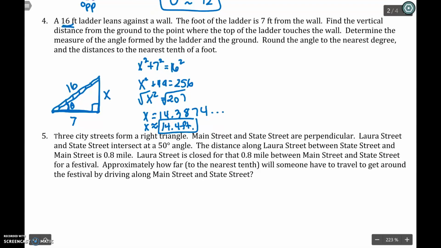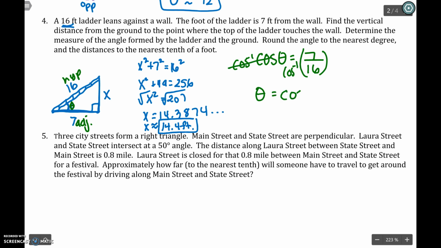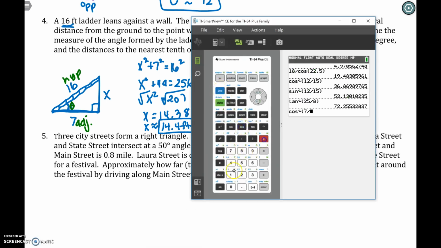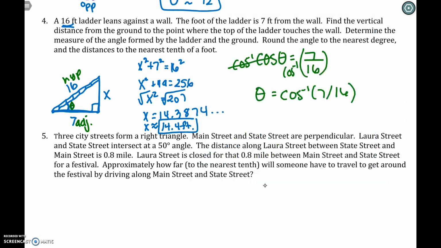Okay, and then the angle, if we're looking for theta, let's not use that because that got rounded. Let's use the 7, which is the adjacent, and the 16, which is the hypotenuse. Adjacent and hypotenuse is cosine. So cosine of theta equals adjacent over hypotenuse. And then since we're looking for an angle, we do the inverse. Again, inverse is only for finding angles. And so we will do inverse cosine of 7/16. Inverse cosine of 7/16 is 64.